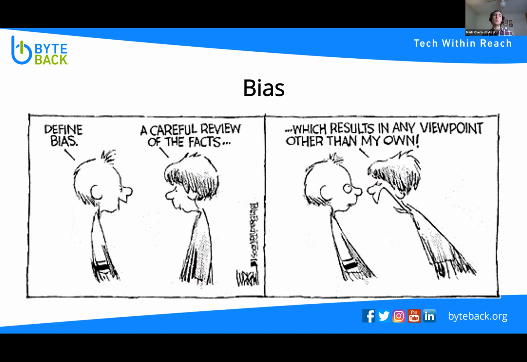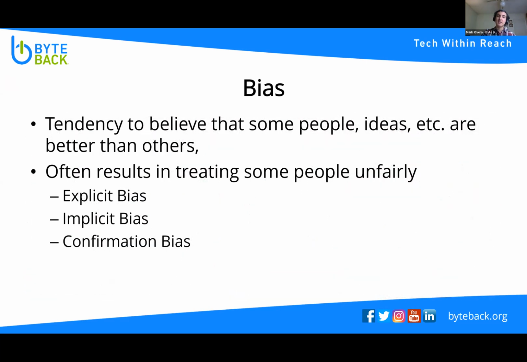So why do we do this? Why do we fall for misinformation? What makes us vulnerable to it? Well, there's this thing called bias, and there are a lot of different kinds of biases out there. I know I have some biases. Andrew has some biases. At the end of the day, we're all biased towards something, and it's just a matter of being aware of what those biases are. There is explicit bias, implicit bias, and confirmation bias.